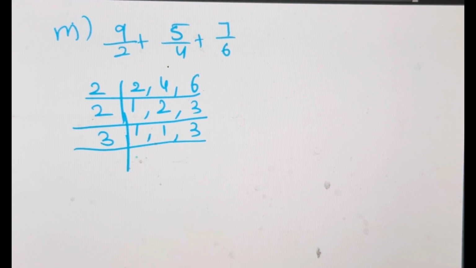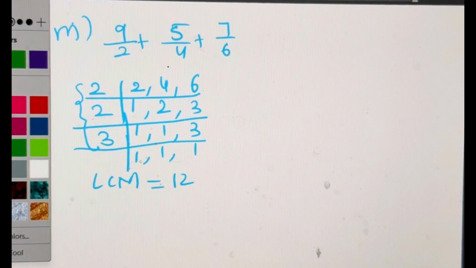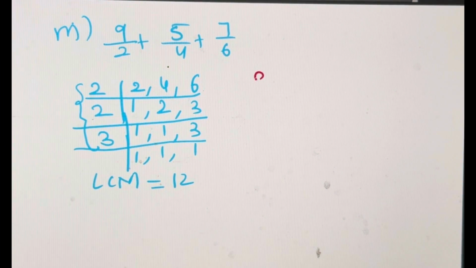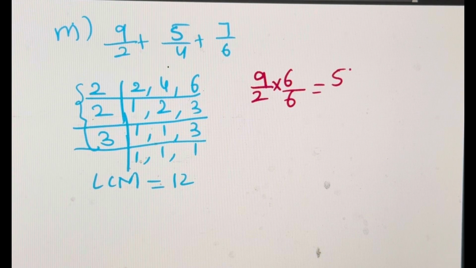Then take 3. 3 1s are 3. So once you get 1 1 1, you get the LCM. So here the LCM would be 2 2s are 4 and 4 3s are 12. You need to multiply all these things. Okay, so LCM is 12. Now we take the fractions one by one. So first is 9 upon 2. We make the denominator 12. So we multiply it by 6. So 9 6s are 54 upon 12.